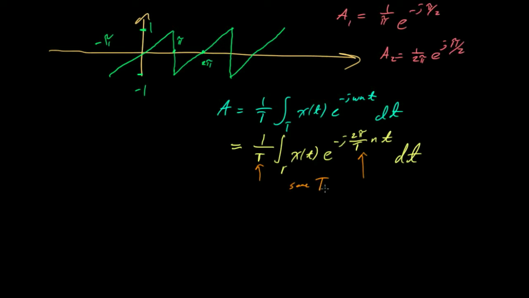Okay. So what do we have here? What's our period again? 2 pi. So this is equal to 1 over 2 pi. What am I going to integrate from? Minus pi to pi. Okay, what's x of t? t over pi.